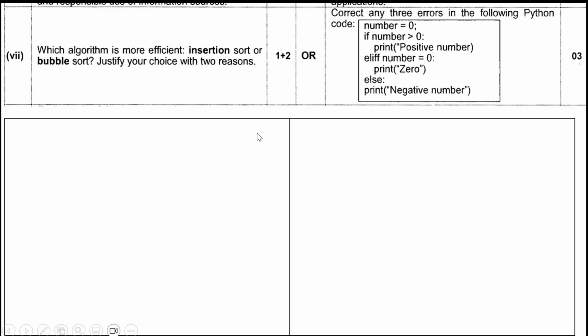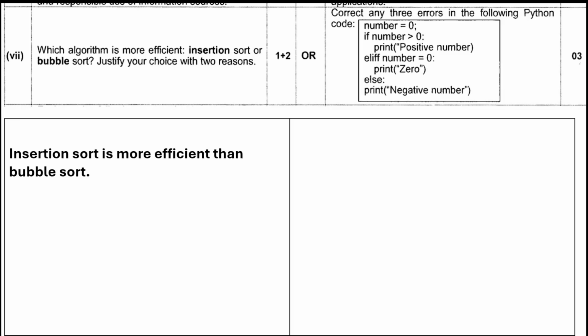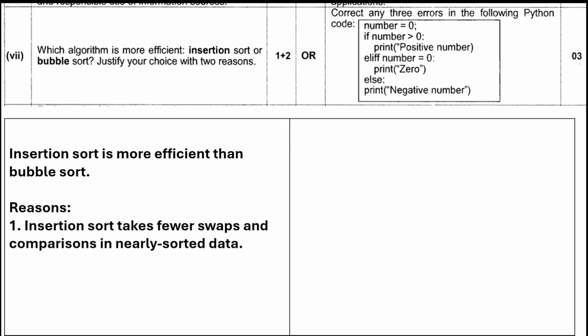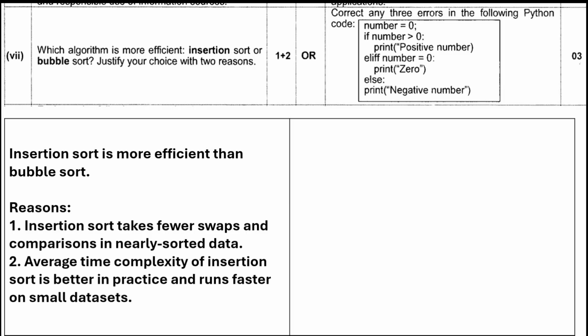Question number 7. Which algorithm is more efficient, insertion sort or bubble sort? Justify your choice with two reasons. Insertion sort is more efficient than bubble sort. Reason one, insertion sort takes fewer swaps and comparisons on nearly sorted data. Reason number two, the average time complexity of insertion sort is better in practice and it runs faster on small data sets.